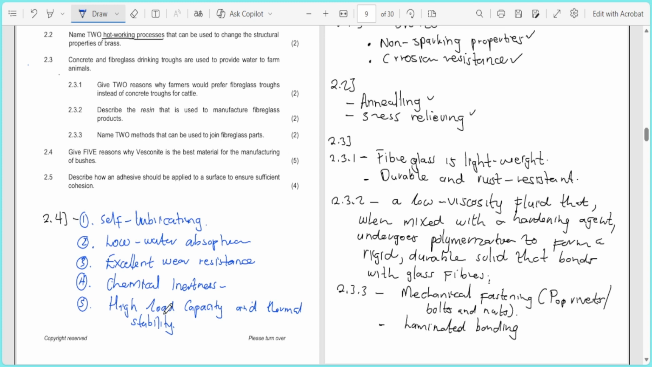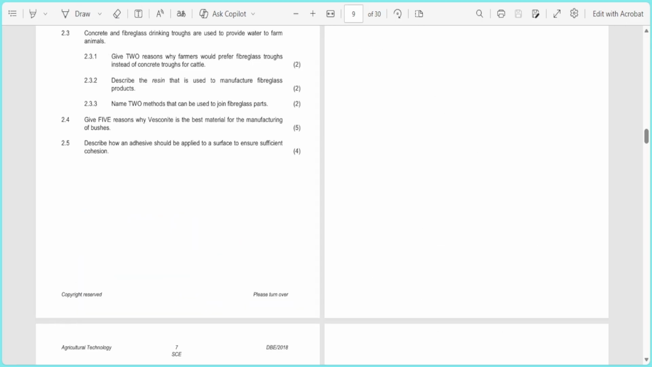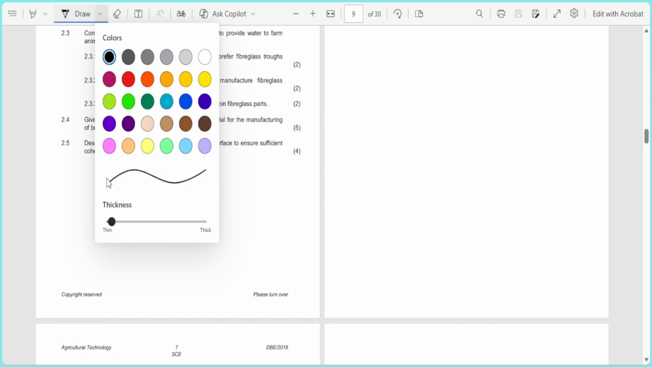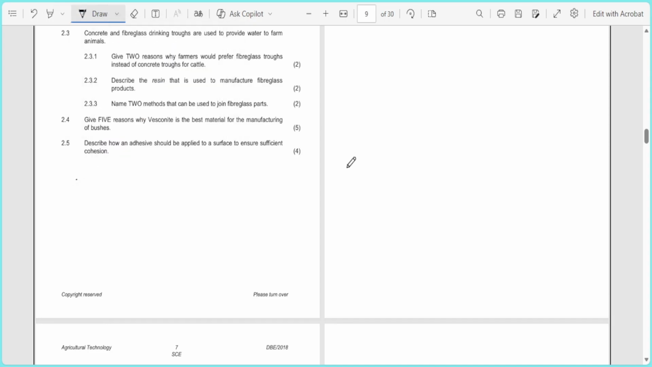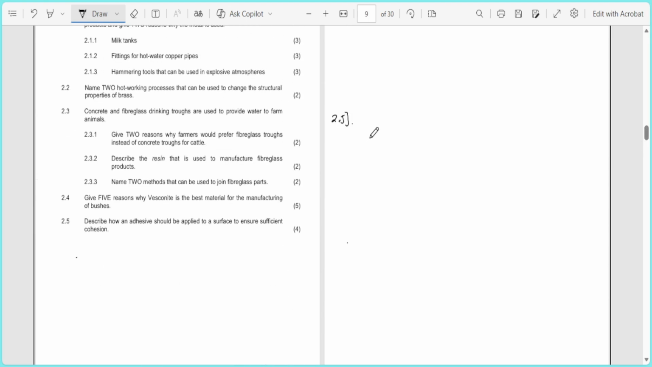I think I'll have to erase some parts here. Okay, now I just decided to erase everything. Let's see if the flashiness of the paper won't start again. Alright, now we are at 2.5, not the last question. We still have 2.6, which is the last question for question 2. So for 2.5, they want us to describe how an adhesive should be applied to a surface to ensure sufficient cohesion.